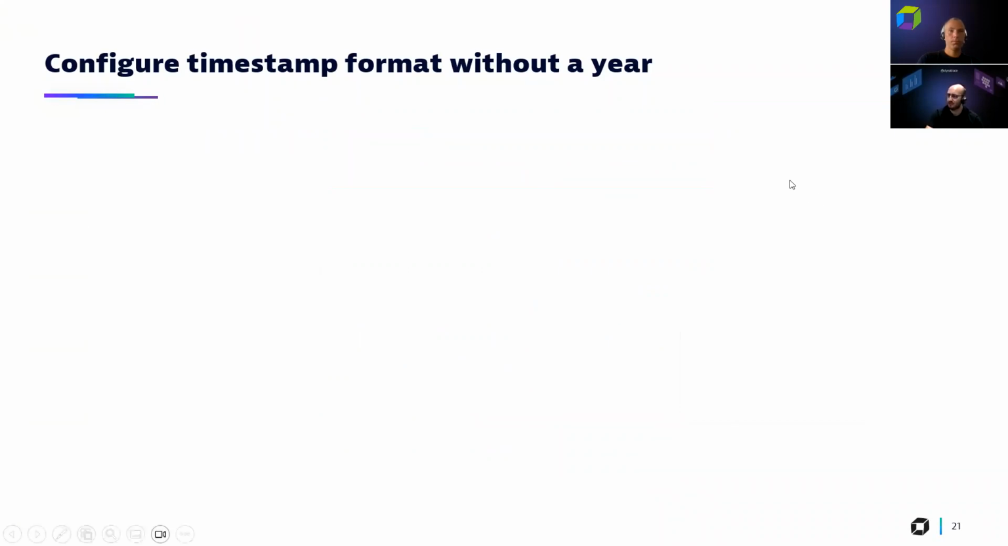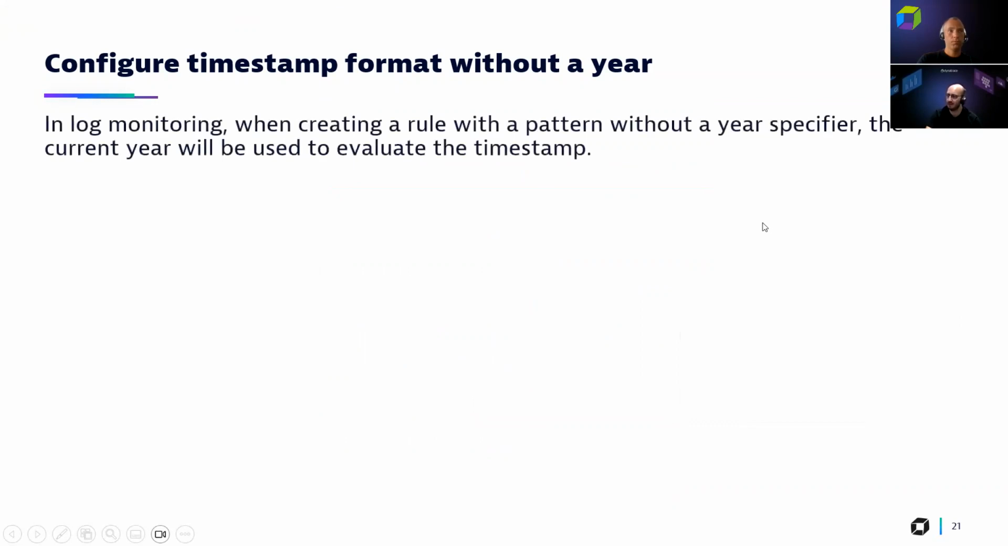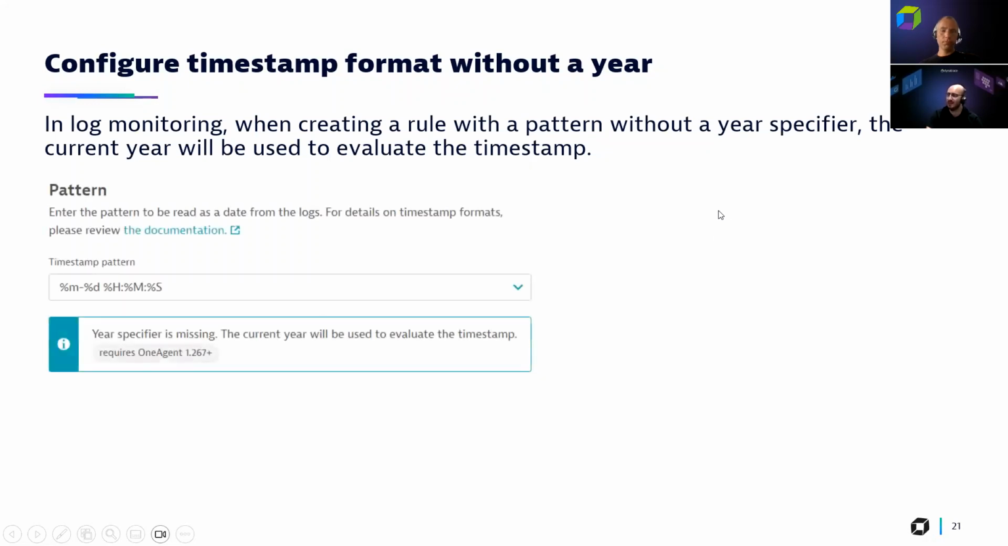Last section underneath features parts, we now have a rule update in log monitoring: configure timestamp. When you configure your rule without a year specifier, we will use the current year to evaluate the timestamp. Just for information, here is an example you are going to see also in the main environments, and this is the warning you will see in your platform when you use your rule without a year specifier.